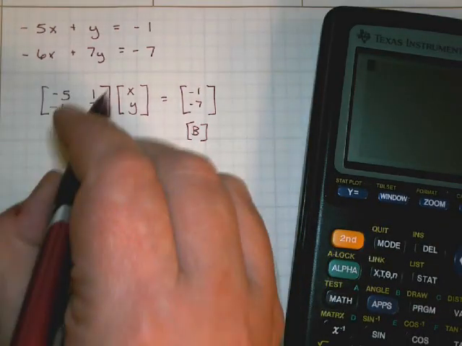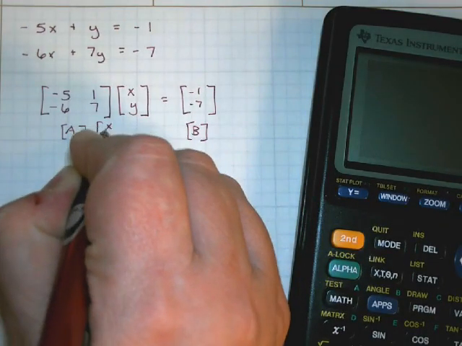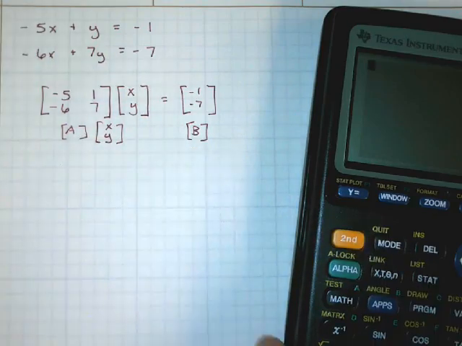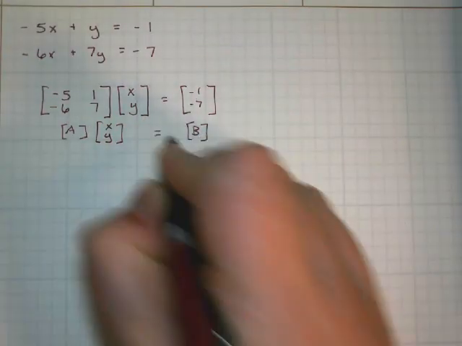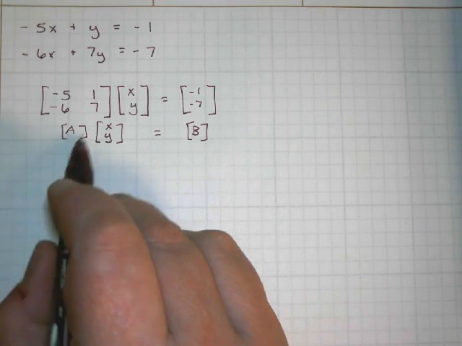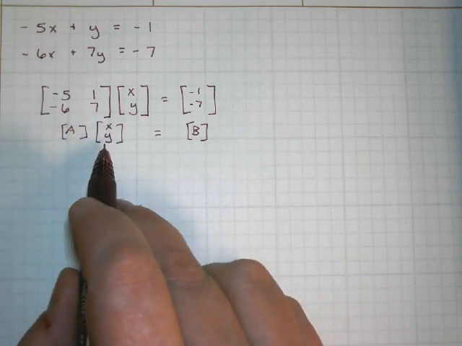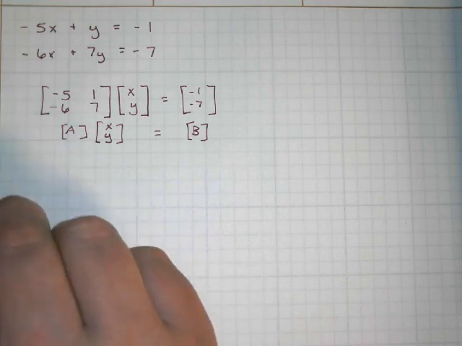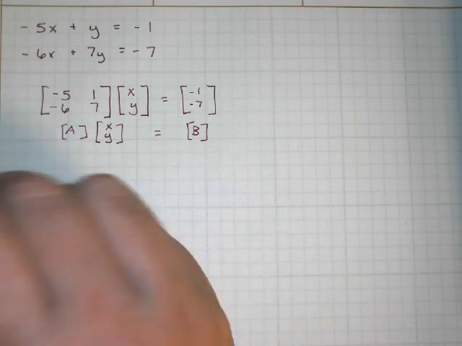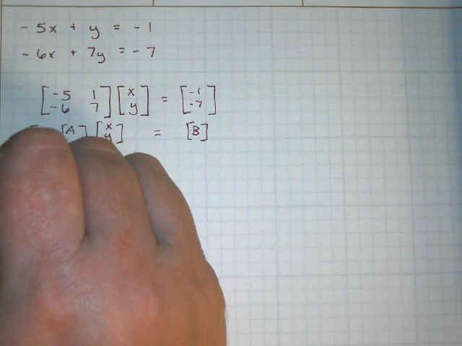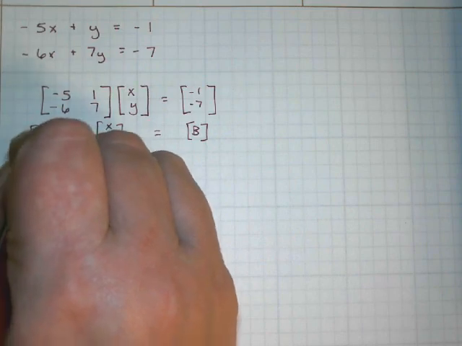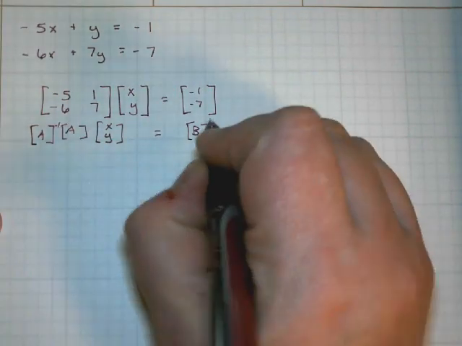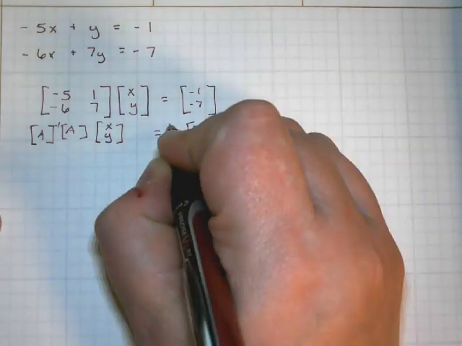And remember that this is really where things are right now. I need to get this matrix A away from my x and y matrix, and I can't divide. I don't have any such option. There's no such thing as matrix division, but I can multiply by the inverse of A. And anything I do to one side, I have to do to the other.